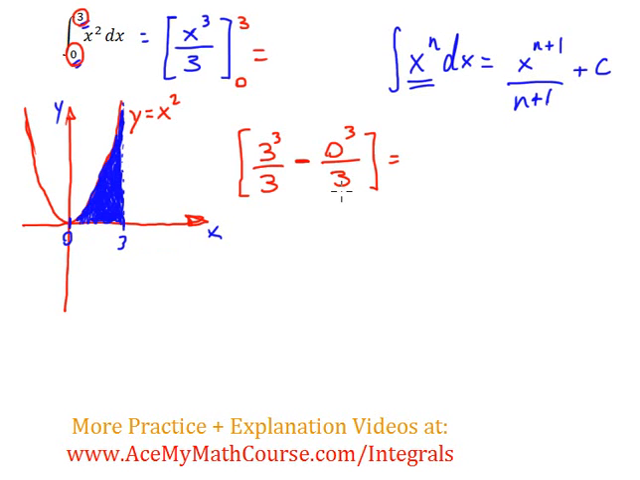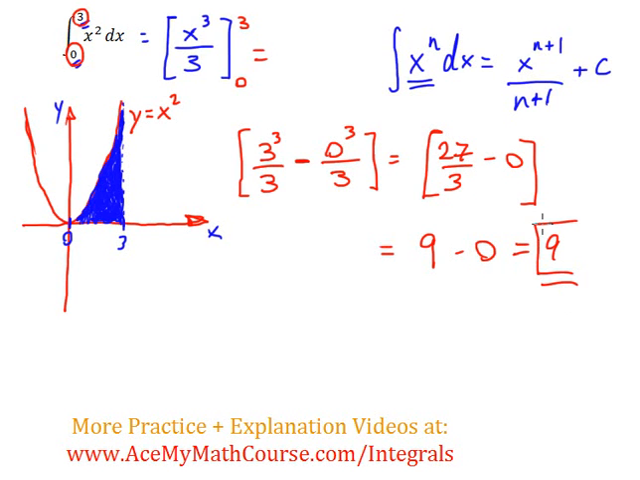So 3 cubed is 27. That's over 3. We're subtracting. 0 cubed is just 0 divided by 3, still 0. 27 divided by 3 is 9. 9 minus 0, just 9. Great. So the area that we were looking for is 9. Right here.